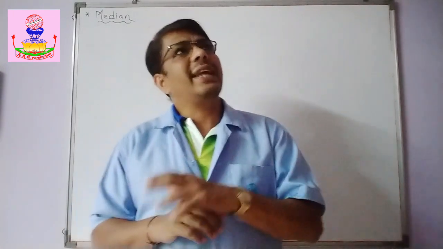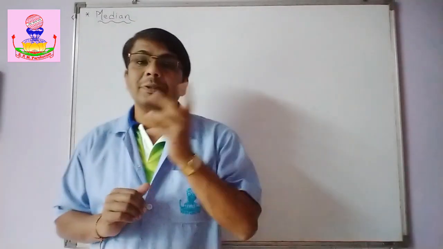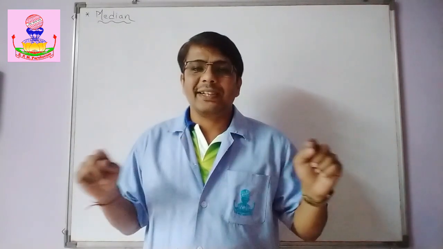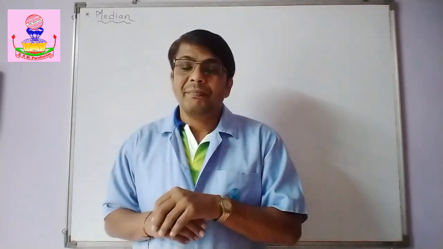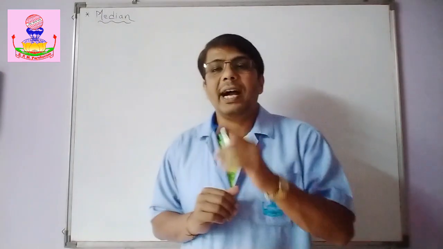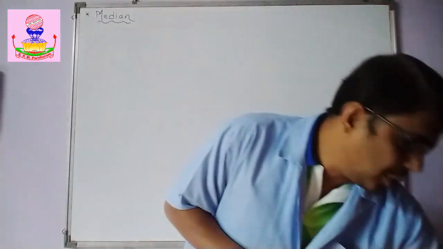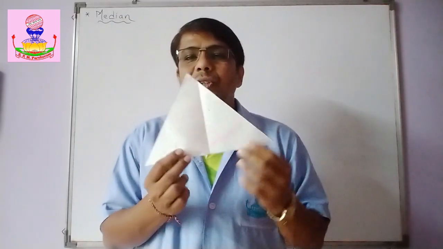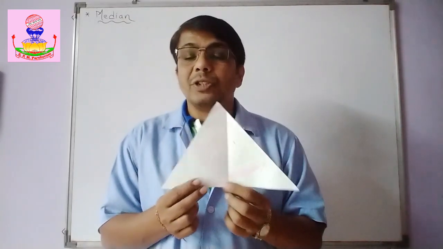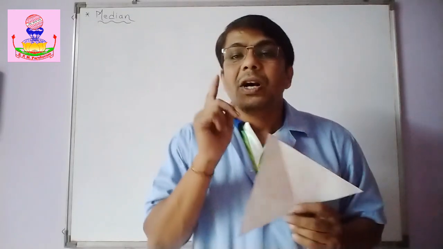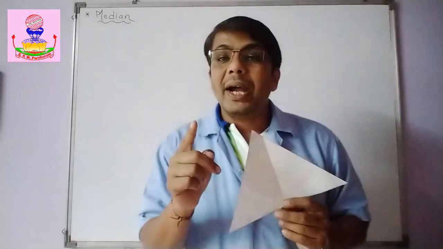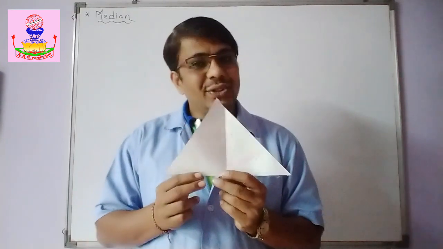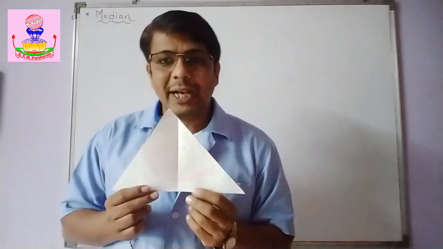Now dear students, last year you might have studied the paper folding method for drawing the perpendicular bisector of a segment. I believe you remember that. Now the same paper folding method I am going to use. So suppose this is the triangle, right? Now I am going to draw the perpendicular bisector of this. What is a perpendicular bisector? A line which divides the segment into 2 equal parts, right? So that is called the perpendicular bisector.